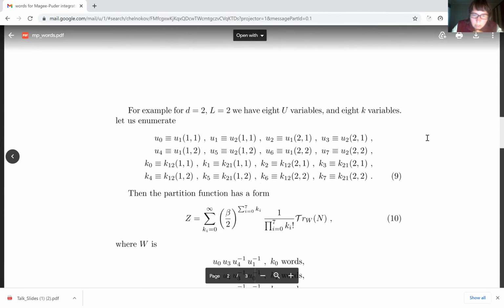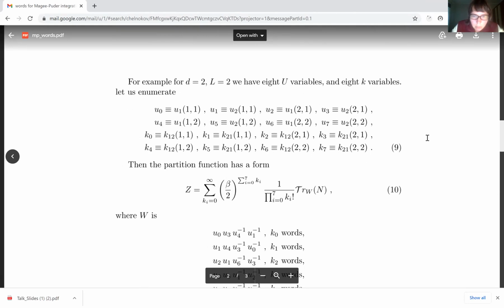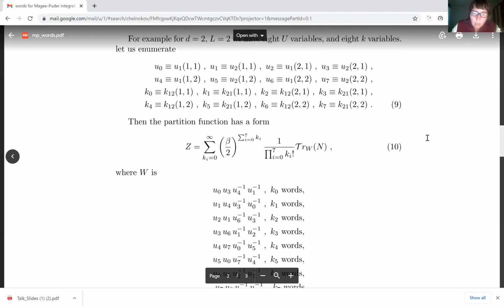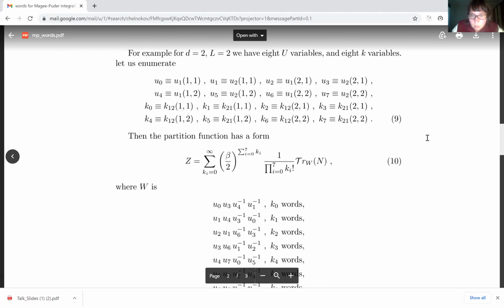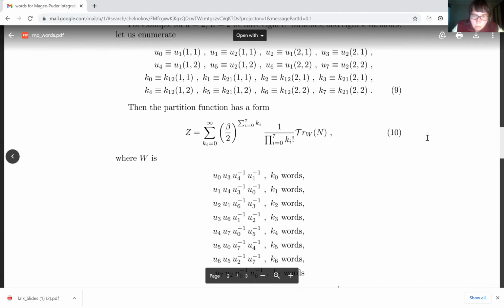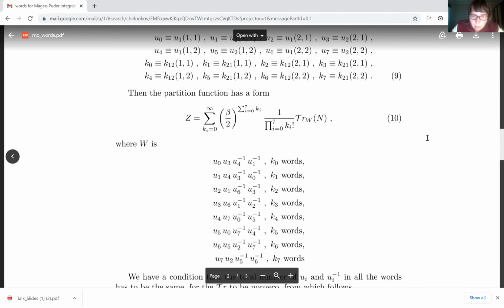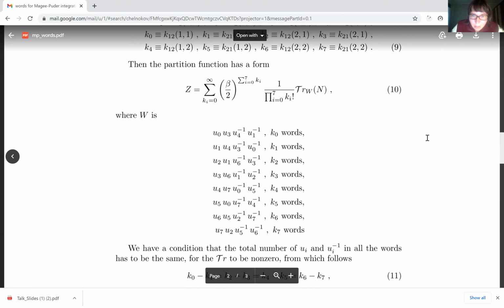And oh my God, okay, so this is an example here. Now you see it's kind of horrible. That's why I didn't put it in the slides, but now you can see it. Here's an example for d equals 2, L equals 2. It's a shift in 2 places, and we have 8 u variables and 8 k variables. So here, formula 10 is the expression of this partition function in terms of these beautiful Magee-Puder integrals, but the words that you use for them are cumbersome things. There are lots of them. You see what it is, right? Yeah, this is the kind of thing you get.